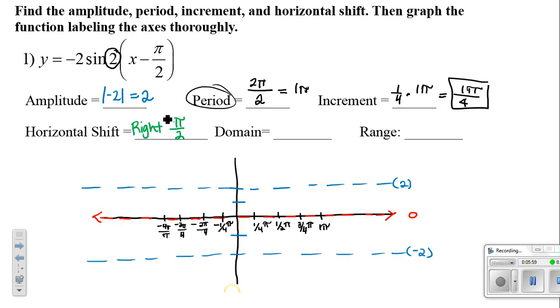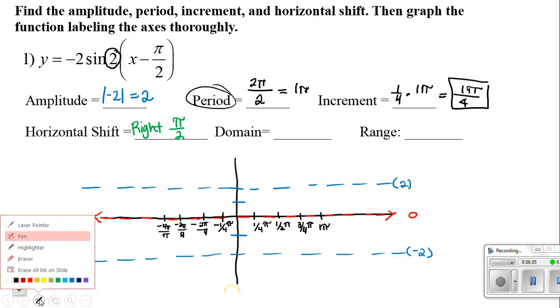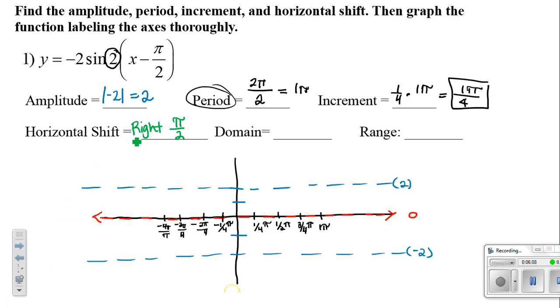Now, we have to take care of our horizontal shift. So we're going to go right pi over 2, which is the same thing as 2 pi over 4. Yep, this is 2 pi over 4. So I will draw a vertical line saying I'm moving right pi over 2. So that means I'm going to move 2 increments over. Now this is where I start.